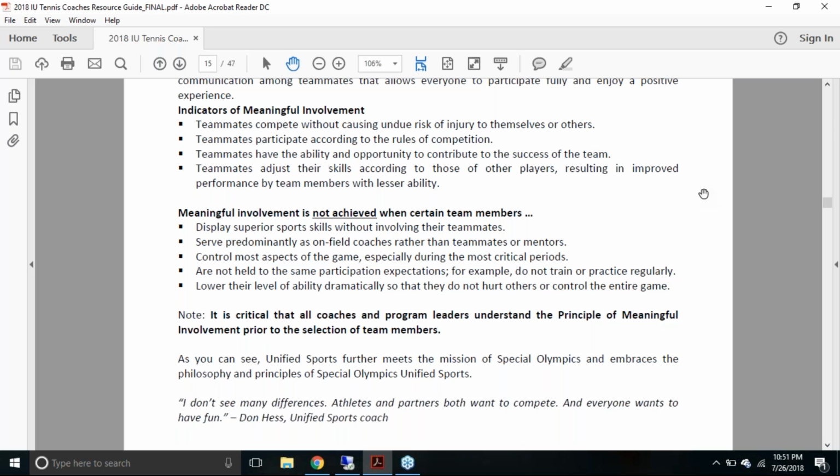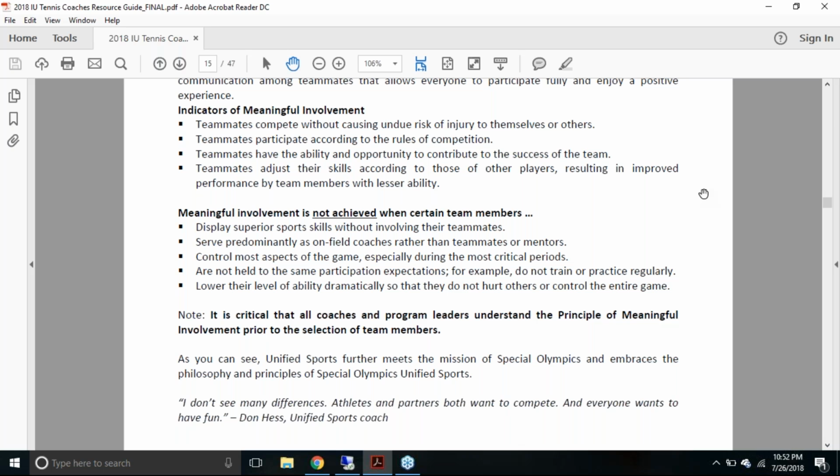Non-examples of meaningful involvement. Meaningful involvement is not achieved when certain teammates display superior sports skills without involving their teammates, if they serve predominantly as on-field coaches rather than teammates or mentors, if they control most aspects of the game, especially during the most critical periods, if they're not held to the same participation expectations, for example, they do not train or practice regularly, or if they lower their level of ability dramatically so that they do not hurt others or control the entire game.